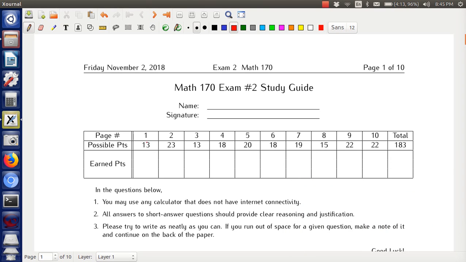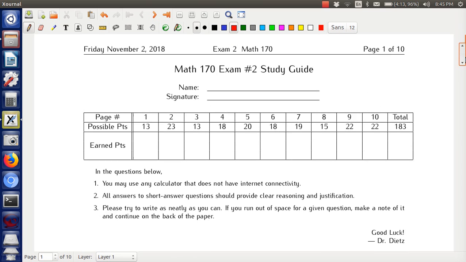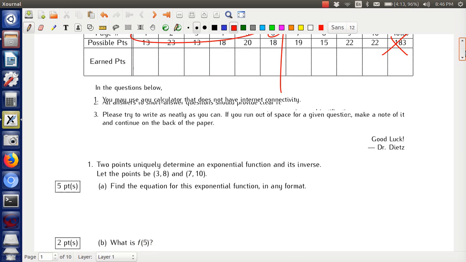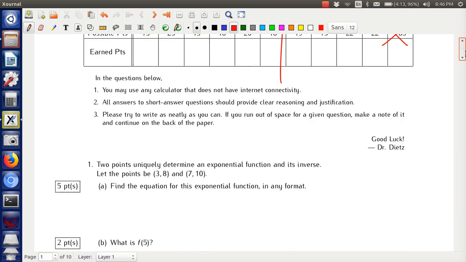Okay, I'm going to talk first about question 1, and I want to point out that you're not going to have 183 points on your exam. There'll be like 6 questions, an easy one, 5 normal ones, so that was what your exam will look like. But this is just to give you more questions to study.